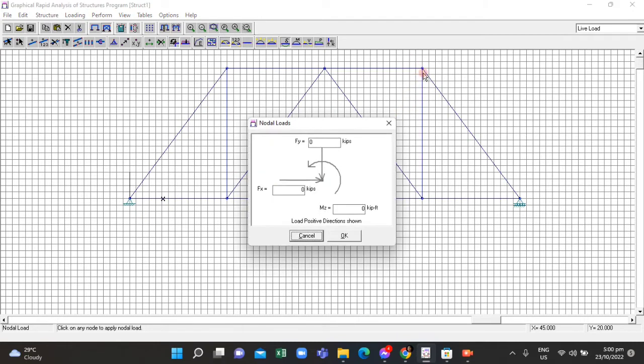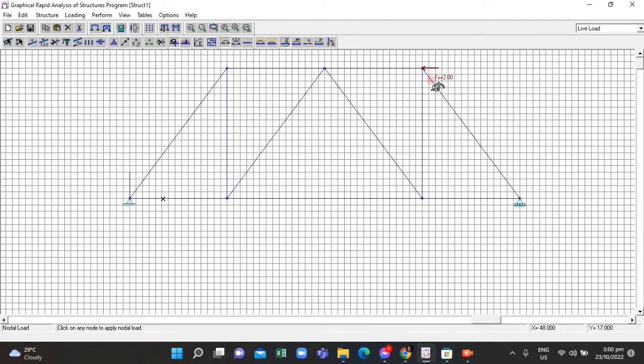So this nodal point, this is point C. There's a load in the horizontal direction that is 2 kips. So given the orientation here, going to the right side is positive, so I'm going to have a negative input since the orientation of the load applied in the problem is going to the left side, that is negative. So I'm gonna put a negative 2.0 kips. Then I click OK, and here we can see already the applied loads.